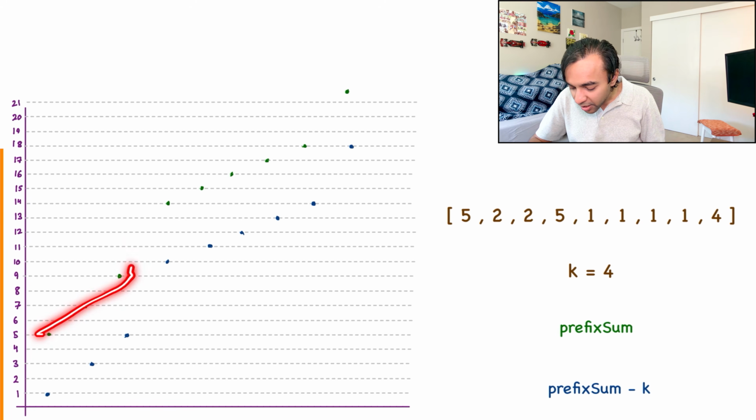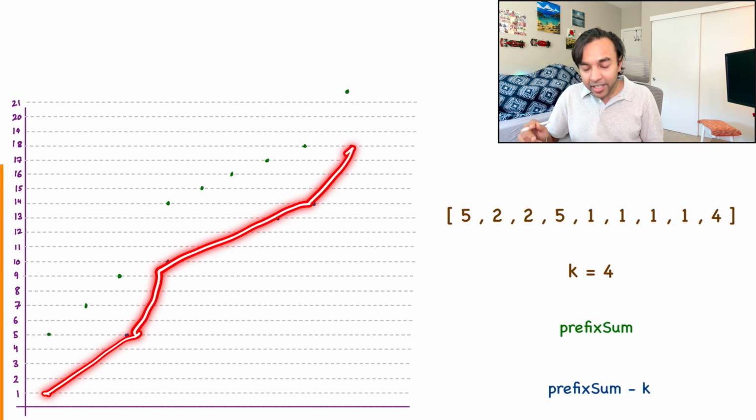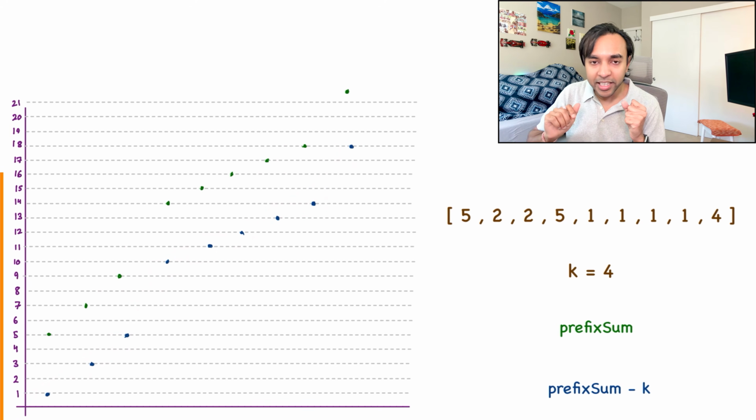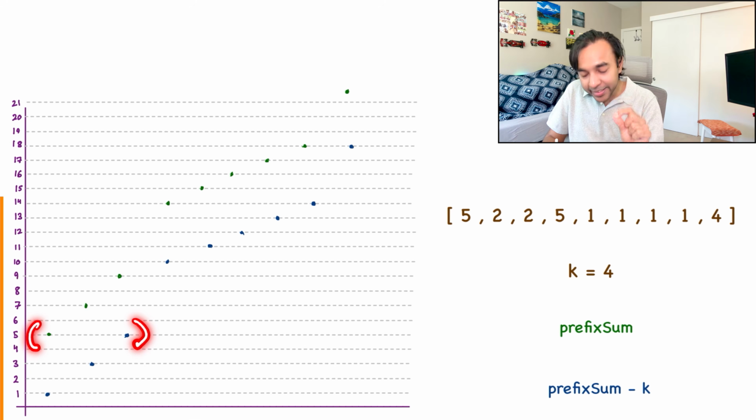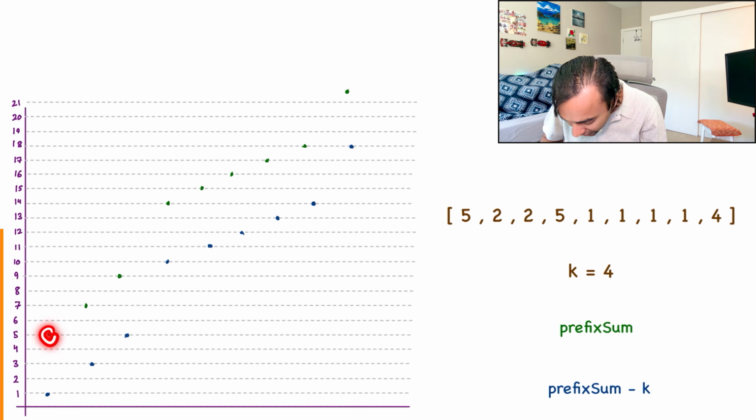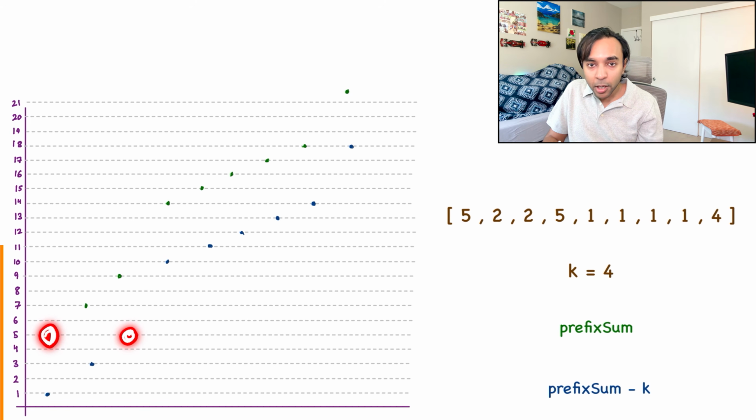So all of these green dots are the prefix sum, and all of these blue dots are the value prefix sum minus k. Now, what are the interesting values over here? Check it out. If you see these two values, both the prefix sum and prefix sum minus k, they are lying on the same x-axis. That means the prefix sum over here was 5 and prefix sum minus k is also 5. What is this telling you? The difference between both of these values is equal to the value k.